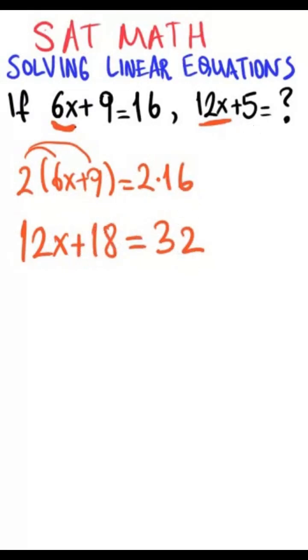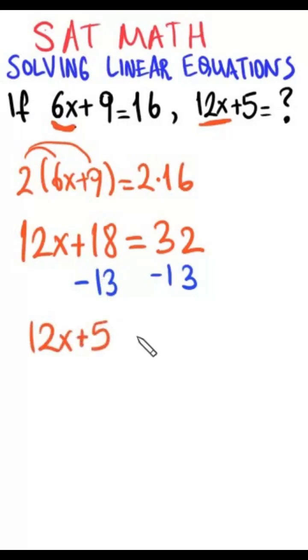Since I want to get 12x plus 5, if I subtract 13 from both sides, then I am going to get what I need, which is 12x plus 5. So 12x, 18 minus 13 is 5. 12x plus 5 is equal to 32 minus 13, which is 19.